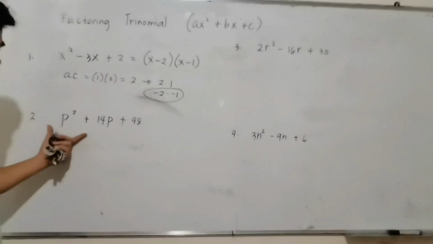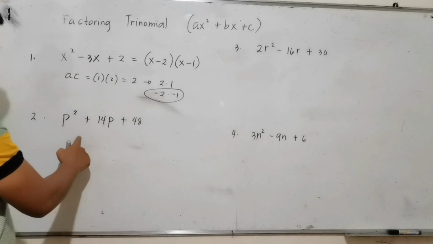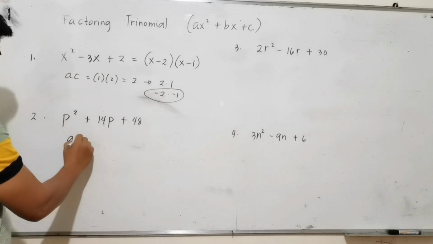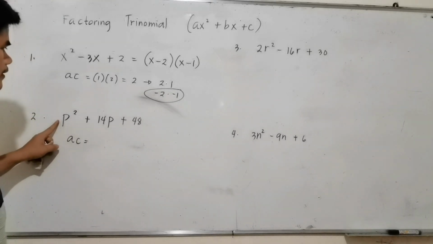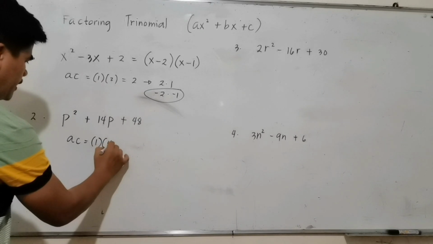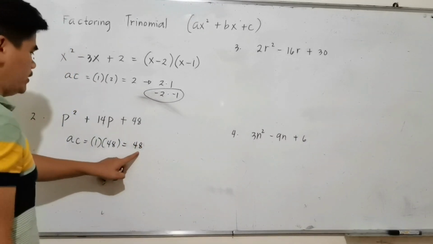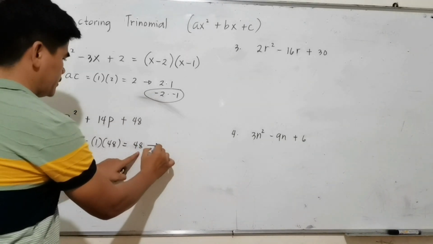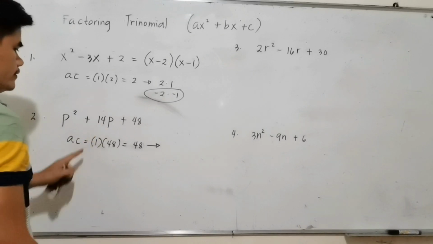Now, let us proceed to number 2. Again, let us multiply a and c. A times c, so we have 1 times 48. So 1 times 48 is equal to 48. Then afterward, let us look for a factor of 48 that, if we add, will give you 14.